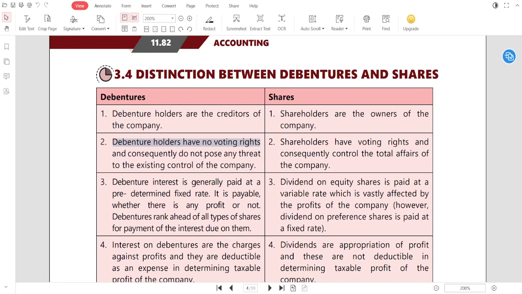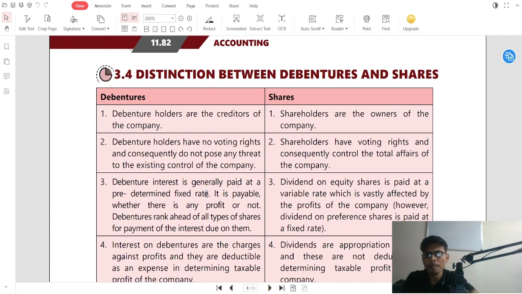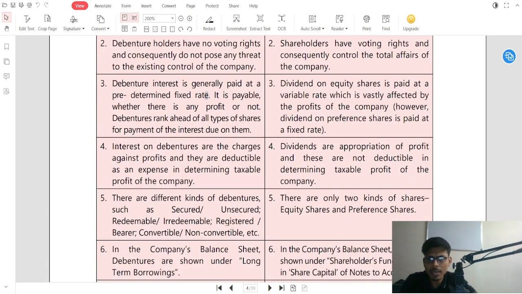Debenture interest is generally paid at a predetermined fixed rate. Very important, because, as we discussed, sir, in case of equity shares, no interest is paid. Maybe dividend will be paid if the board recommends; if the board recommends, then the dividend can be paid, otherwise not. Okay, chaliye. And interest on debenture is a charge against the profit. In case of shares we are paying mainly dividend. So dividend is an appropriation part. It means when the company has a sufficient amount of profit, you may pay the dividend.